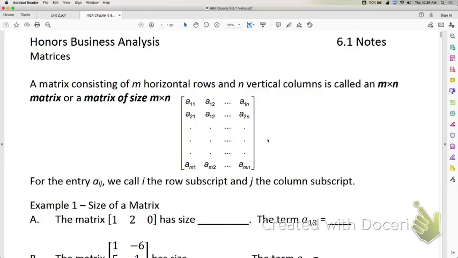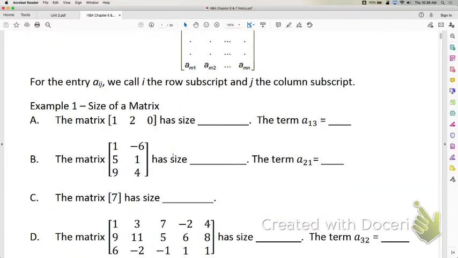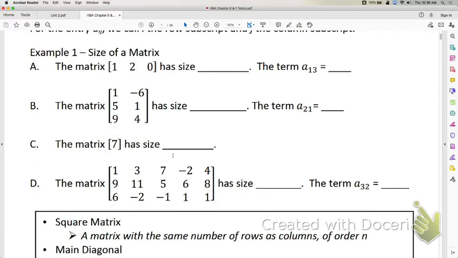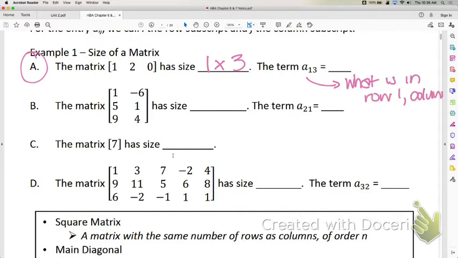So in example 1, we have a small matrix down here. It has how many rows in this A? 1 row. How many columns? 3. Okay, so we would call this 1 by 3. And then this is this notation right here. So that notation is saying what is in row 1, column 3. Okay, so if I look at the matrix that I've been given, row 1, column 3 has what number in it? 0.